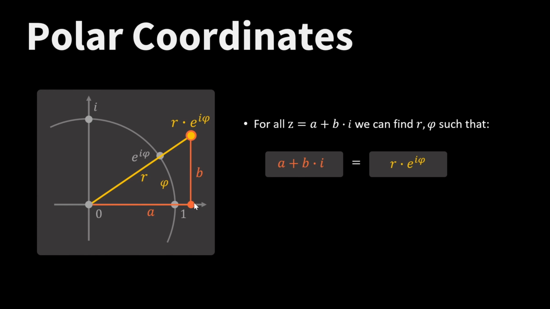Now, to represent a plus b times I, we simply measure the angle phi. So to represent the number a plus b times I, we draw a line from this number to the origin. The intersection is our number e to the power of I phi, where phi is the length of this arc here. Now we just have to multiply this number by the correct r to reach a plus b times I. So let's find the edge.